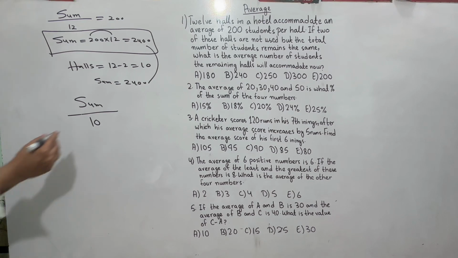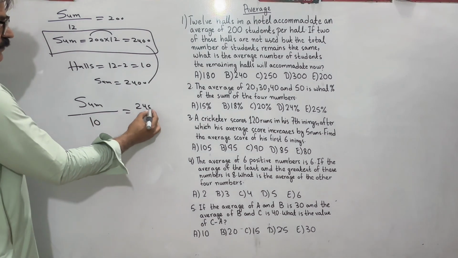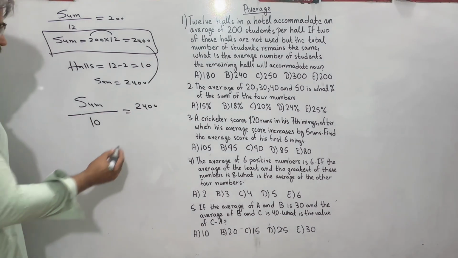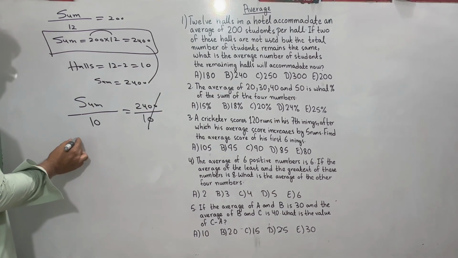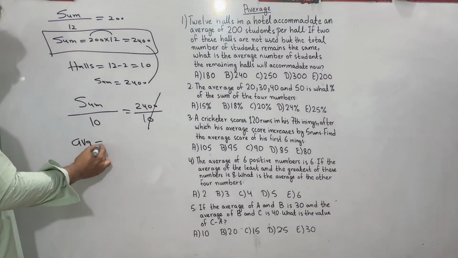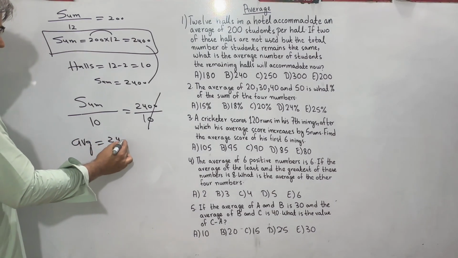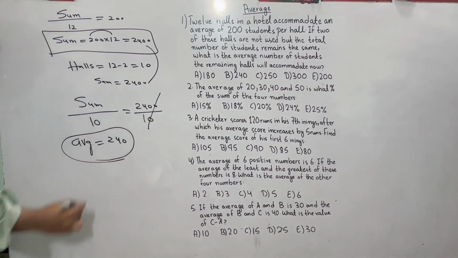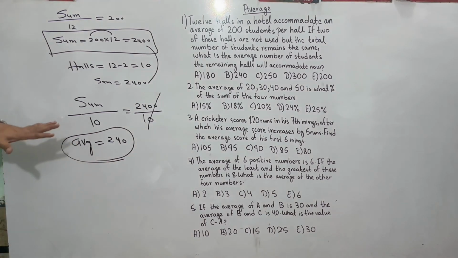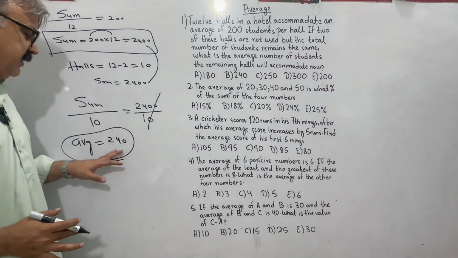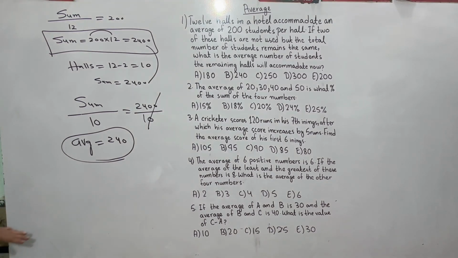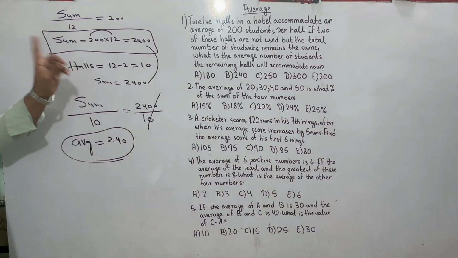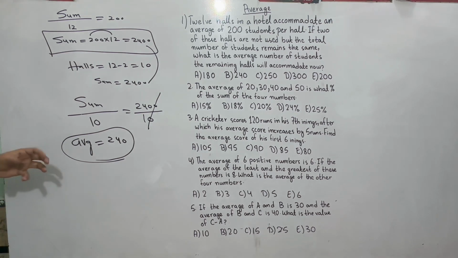Eventually we have 2400 students. Now we still have to accommodate 2400 students, but we have slashed two halls. 2400 divided by 10, the zeros cancel out. Now our average of the remaining 10 halls is 240 students. Let me explain in words. Each hall accommodates now 240 students. We are accommodating the same number of students, 2400, but we are using two fewer halls.